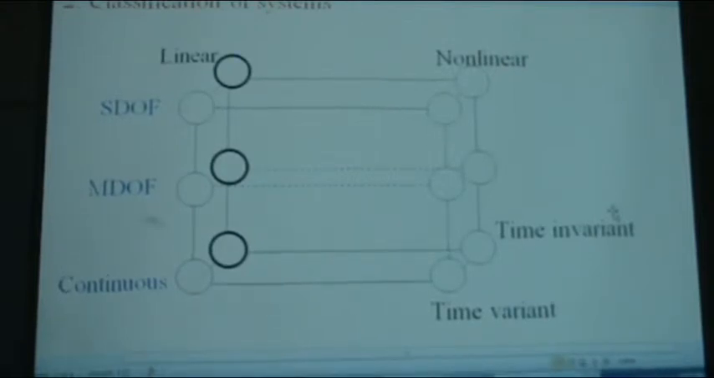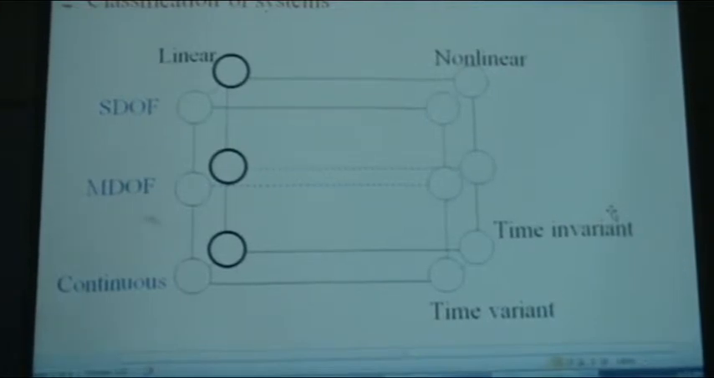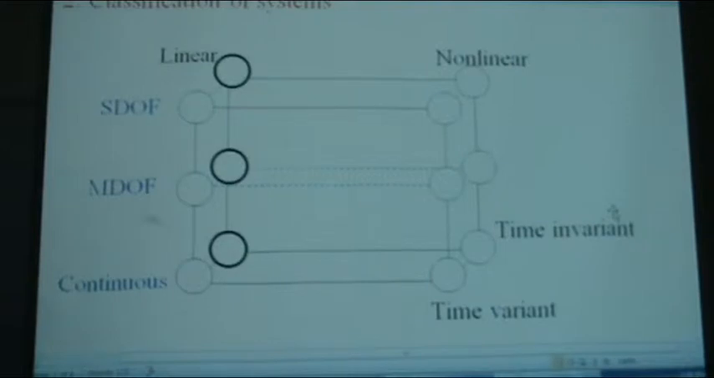And we said that in this class, we're going to focus on linear systems. The systems will be time invariant. We'll not see systems that change with time as they vibrate. And we'll consider all the three types: single degree, multi-degree, and continuous systems.